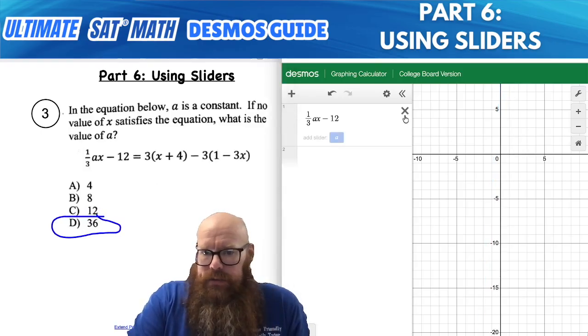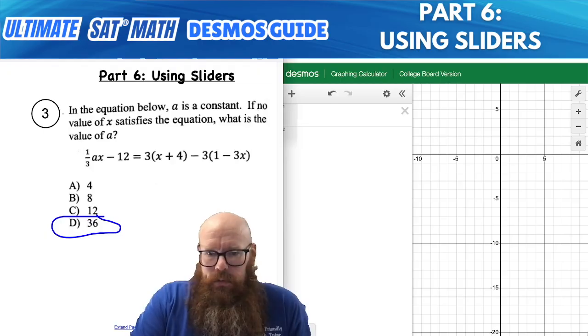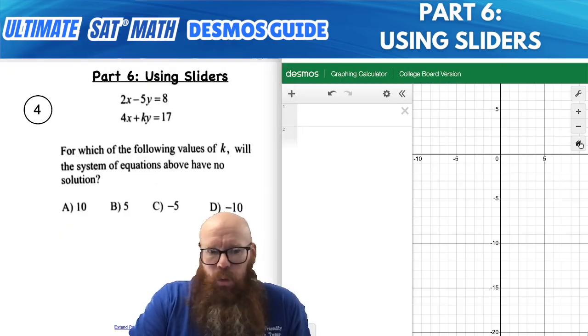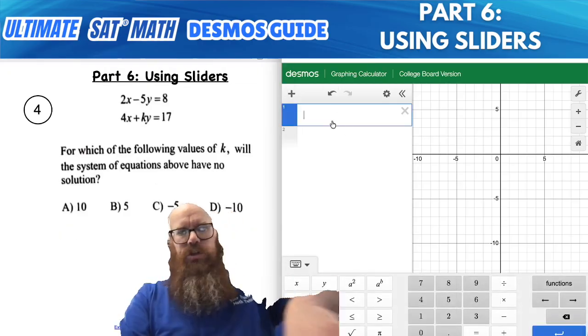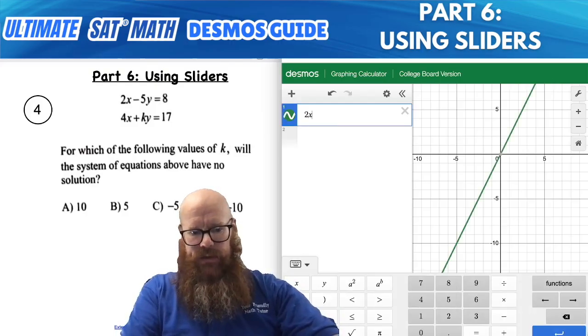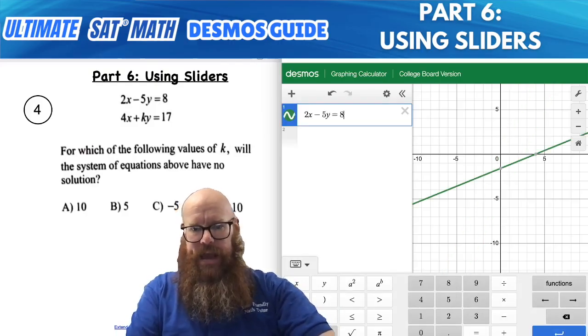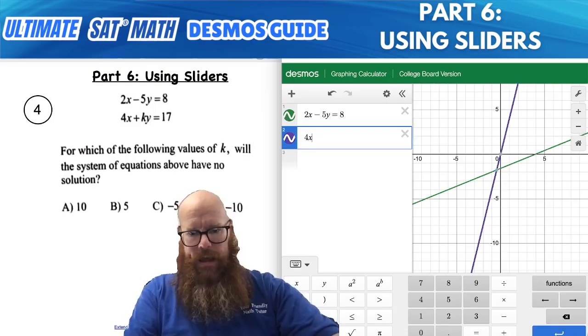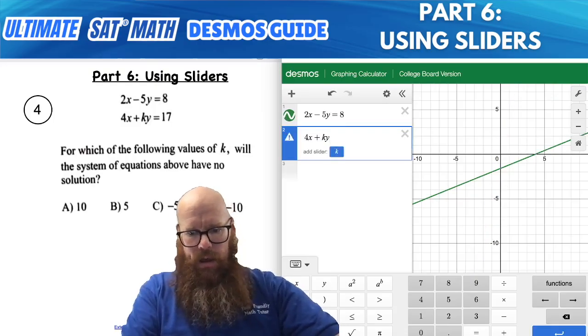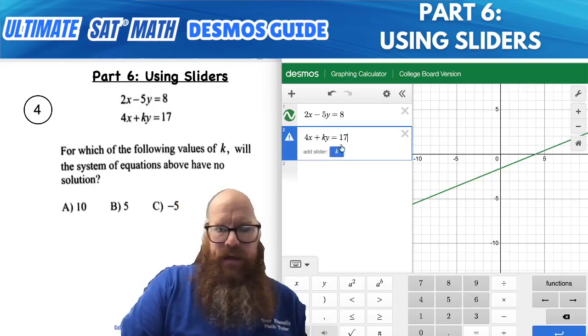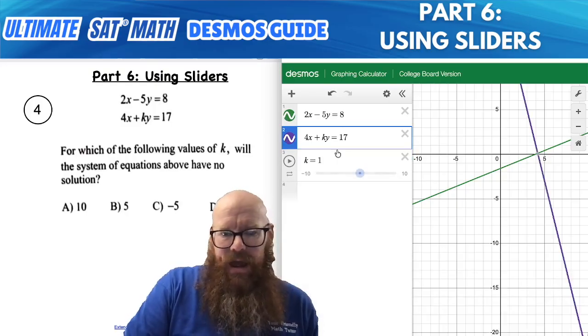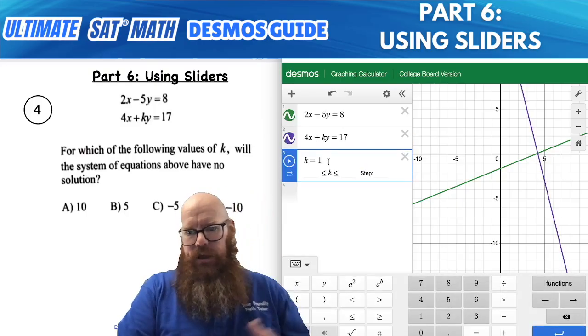All right, let's keep going. And the last one on using sliders is a system. So I'm going to put it in as is, 2x minus 5y equals 8. And then I'm going to put in 4x plus ky equals 17. And I'm going to add the slider. And again, we want no solution, so I'll just run through these quickly.